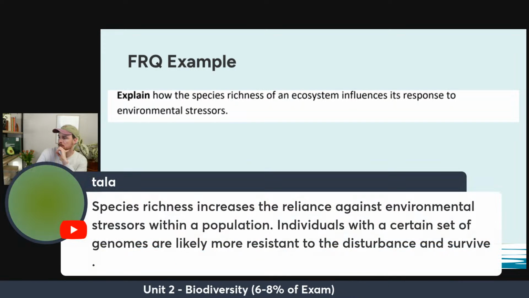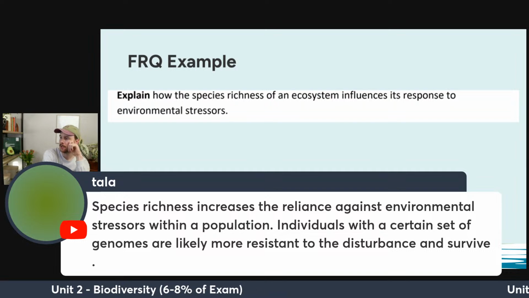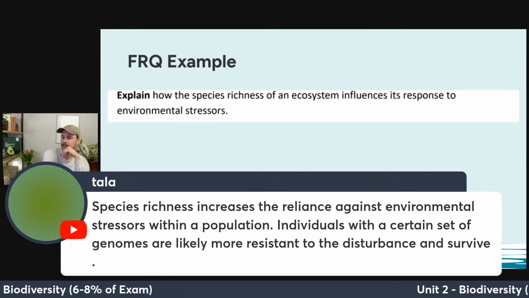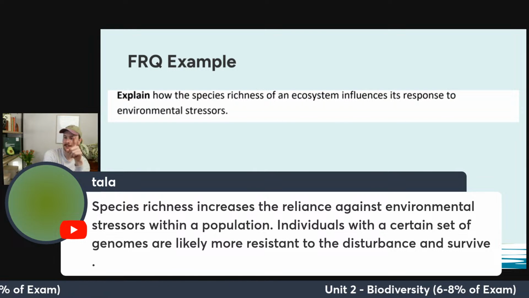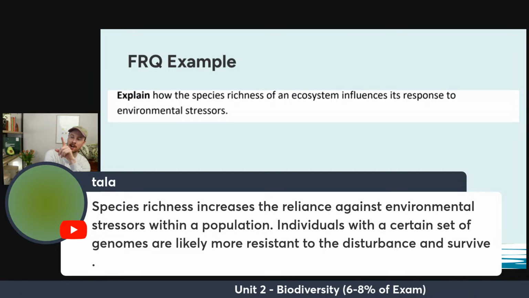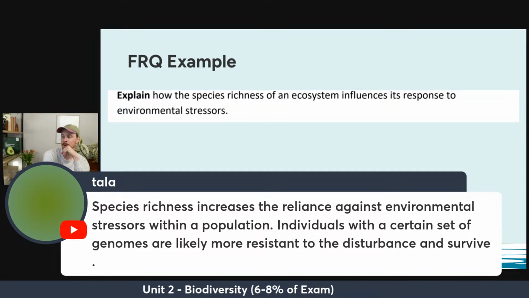Let's take a look at this one from Tala. Oh, I wonder if this is Tala from GRP. If it is, shout out to Tala. She's an APES student of mine. Phenomenal scholar. She's been working hard all year. It might not be. It might be any old Tala.